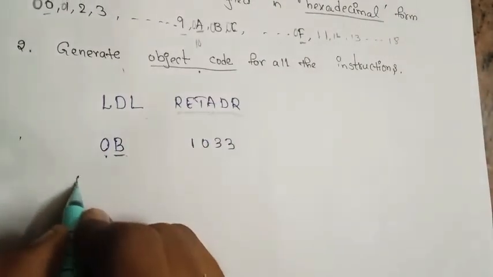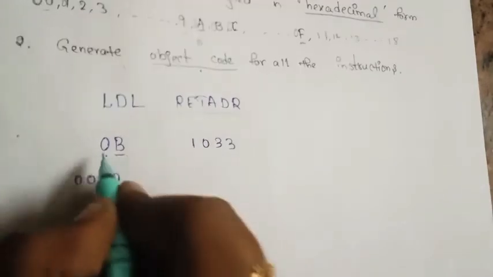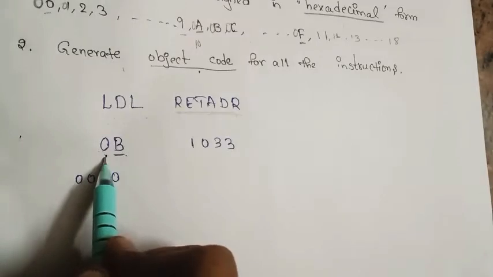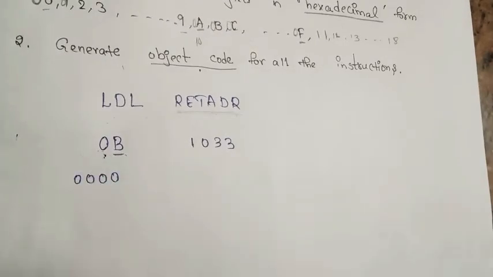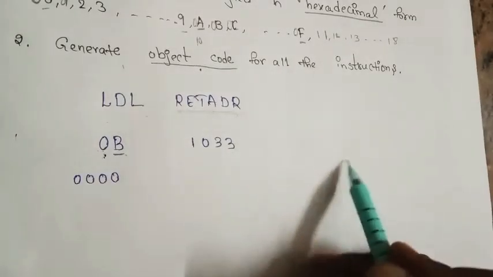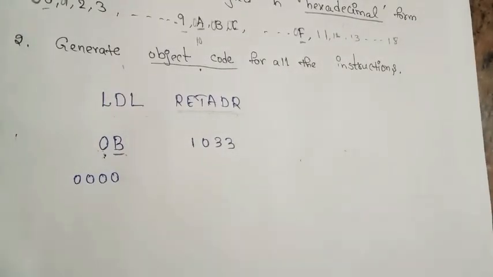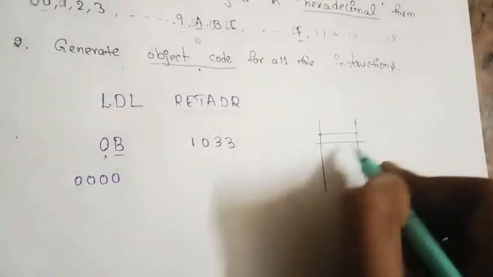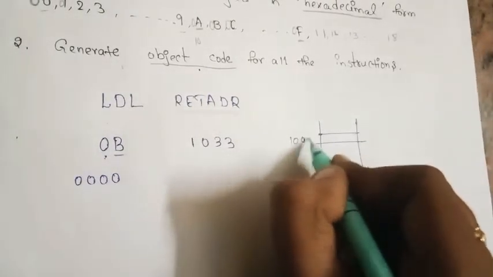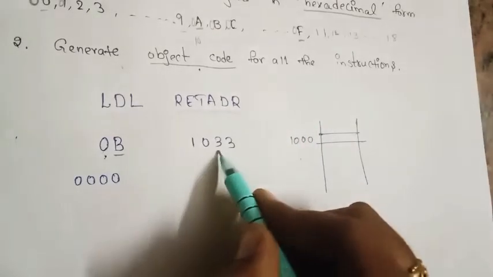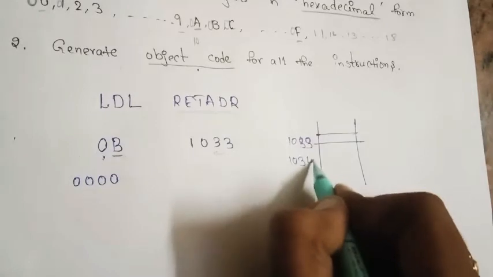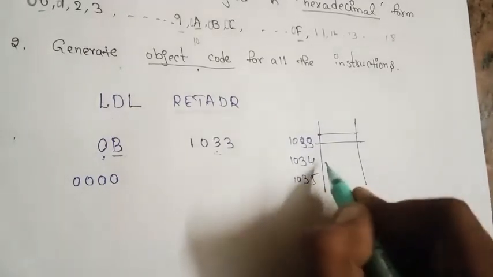This is the 0. Why we need to represent this 0, guys, is because in the object code we need to get 8 bits. That means in the first byte we need to store the 8-bit value. If it is like this, sorry, this is the address, 1033. After that 1034, 1035.